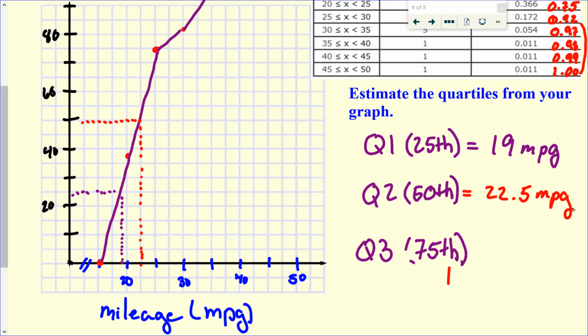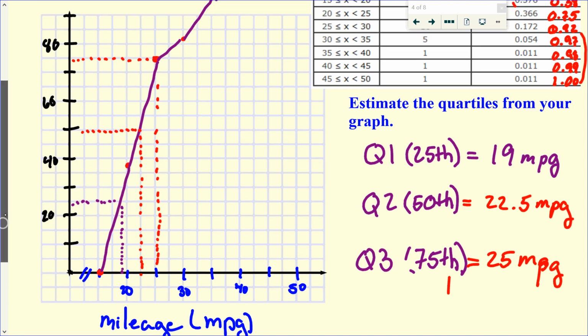Now for the 75th, we're going to do the same thing. Come up here to 70, here's 75. I hit right on that spot again. Come down, and that is at 25. This also supports the idea that it was skewed to the right. At the 75th percentile we only got to 25 miles per gallon. We still have the rest of the graph to go, so it's going to have to fall off quickly there. So that one gives 25 miles per gallon.